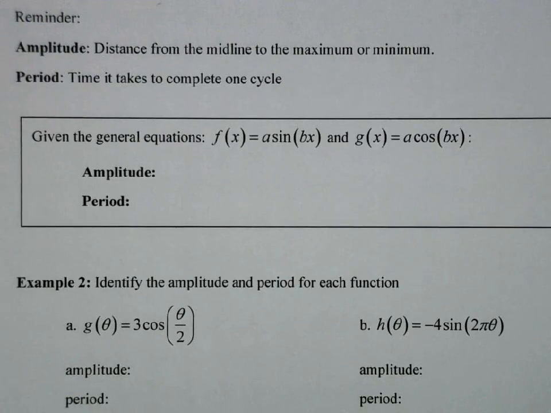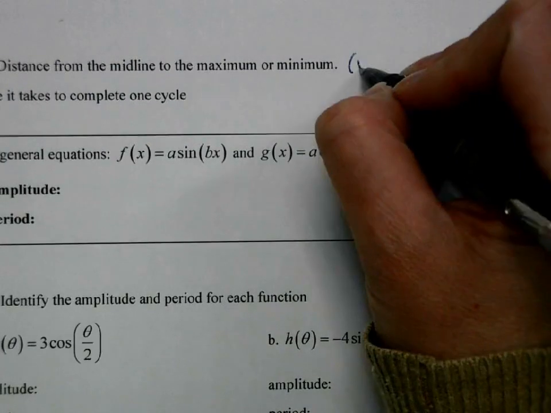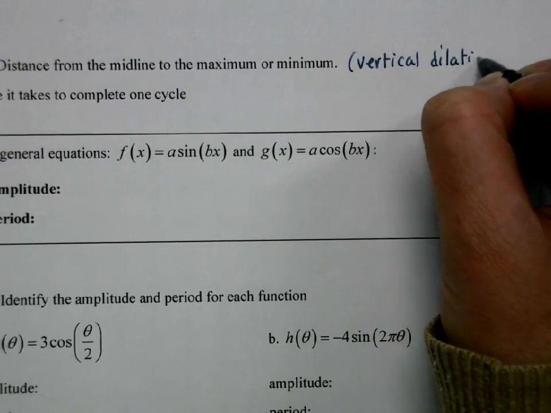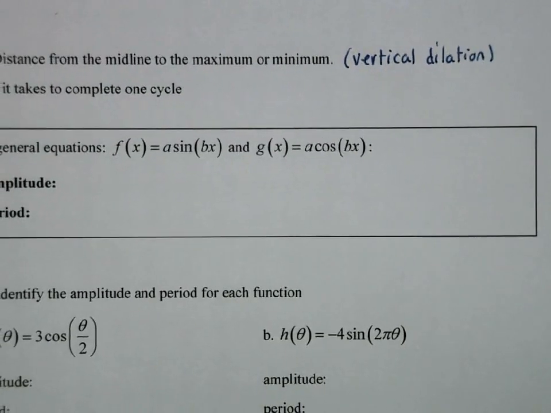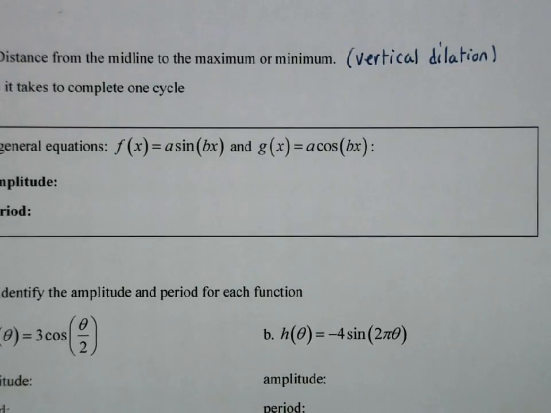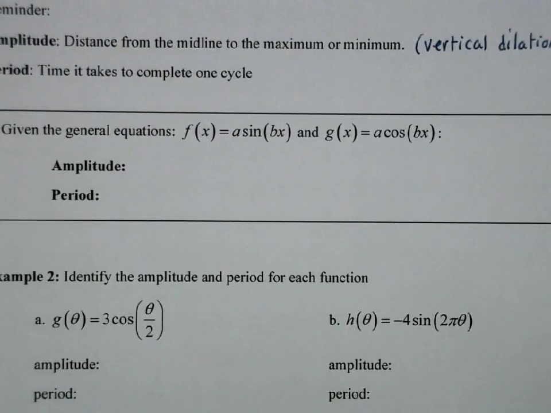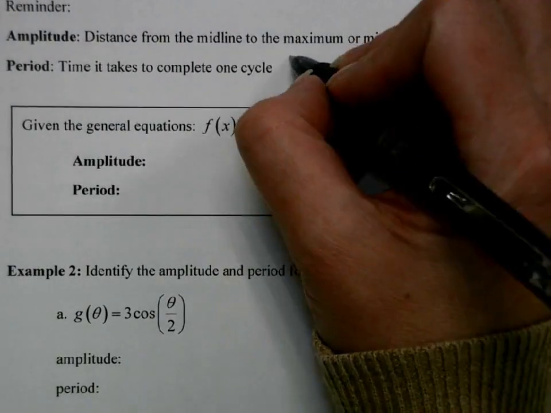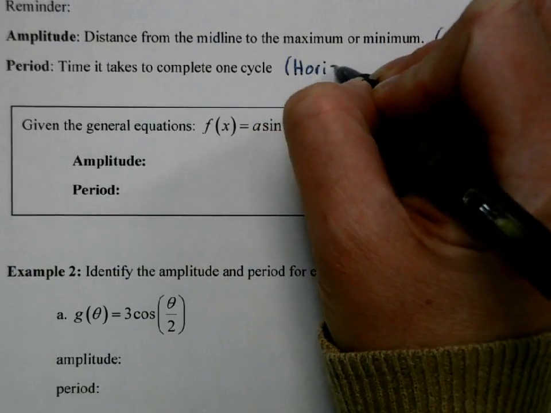So now we're going to apply these to our sine and cosine curves, and they're going to have slightly different names. We've already talked about these attributes. The amplitude is the distance from the midline to the maximum or the minimum. This is going to be our vertical dilation, where we're going to be taking the graph and either stretching it vertically or compressing it vertically, which is going to change our amplitude. The period is how long it takes to complete one cycle. Well, if I change that, then we have a horizontal dilation.